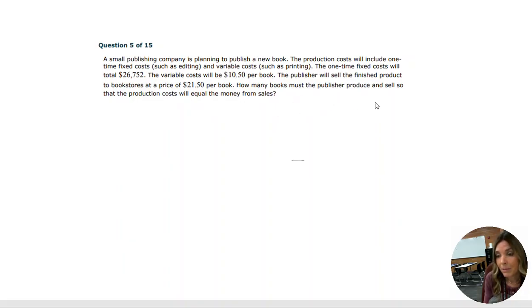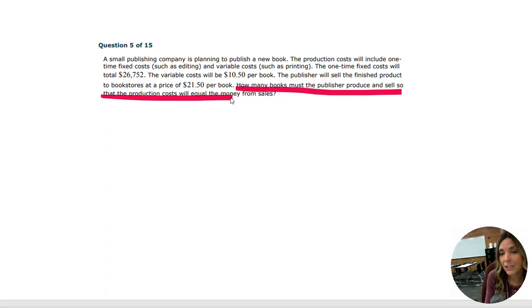How many books must the publisher produce and sell so that the production cost will equal the amount of money from sales? So this problem is about making books and selling books. And we want to know how many books the publisher has to sell in order to break even with the amount of money it costs them to make the books. That's what this is about. Okay, so here's our task. How many books must the publisher produce and sell so that the production cost will equal the money from the sales? Okay, when will they break even?